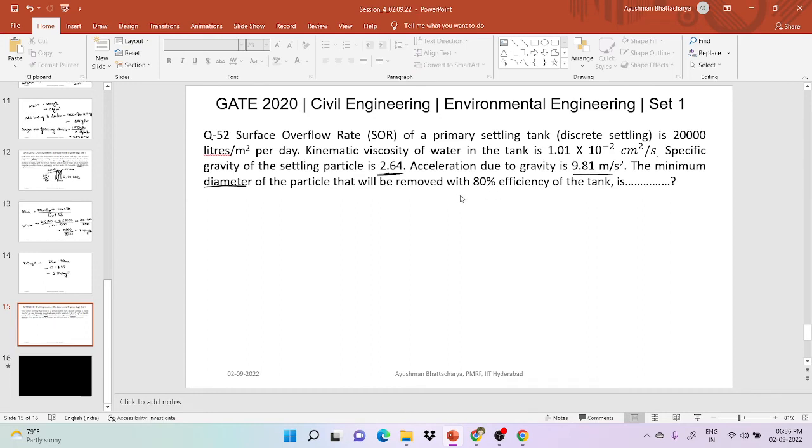So the data they have mentioned: first, they have given the surface overflow rate. Second, they have given the kinematic viscosity. Third, they have given the specific gravity of the particle. They have given the acceleration due to gravity. Now they are asking for the minimum diameter of the particle. What is the minimum diameter of the particle that will be removed with 80% efficiency of the tank?